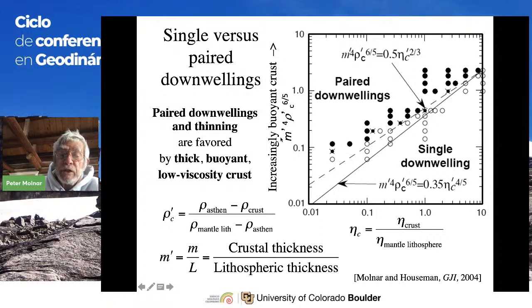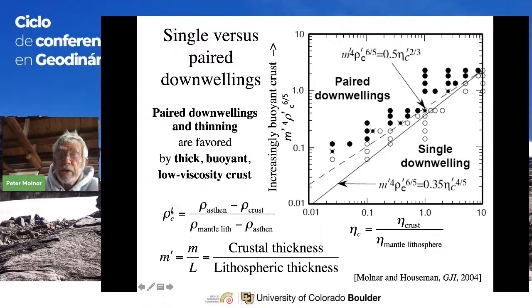Let's look at this axis. Let's start with M. M prime is the ratio of crustal thickness to the entire lithospheric thickness. So M ranges from 0, no crust, to 1, which would be entirely crust, no mantle lithosphere. And as M becomes bigger, it means we have more crust than mantle lithosphere. And when you increase M to the 4th power in this, in fact, as M gets larger, you get paired downwellings. When you have small m, you have a single downwelling. And the same is true, not quite so simply, with density.